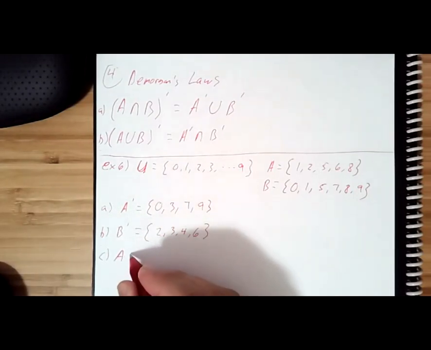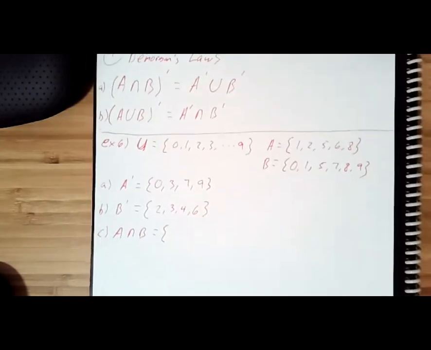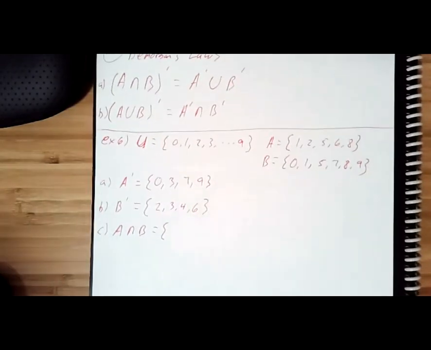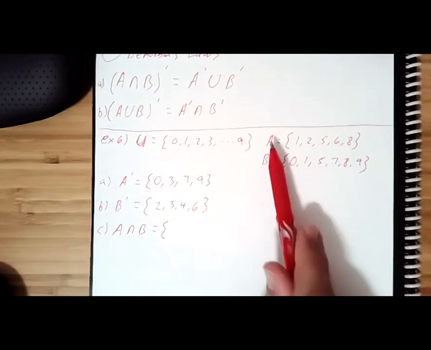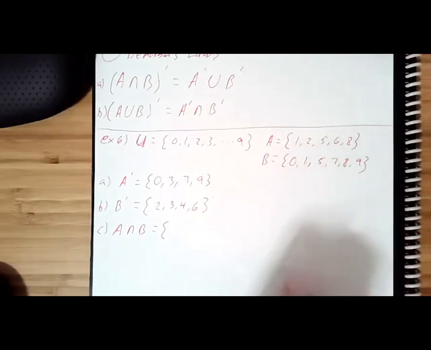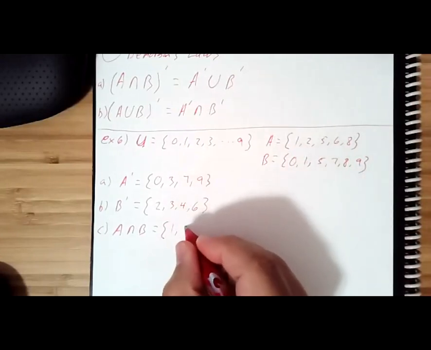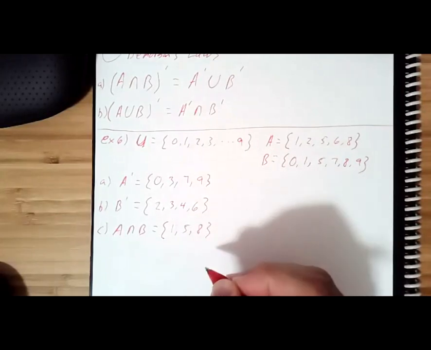What's inside A intersect B? Remember, intersect means what do they have in common? Where do they overlap? Look at the A and the B, right? They both have 1. Maybe 1, 5, and 8. Yeah, 1, 5, 8. That's right. That's what they have in common.